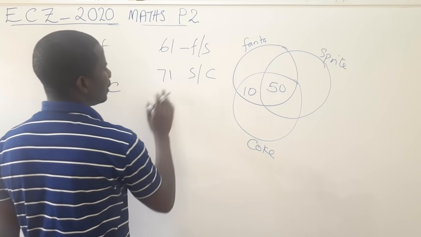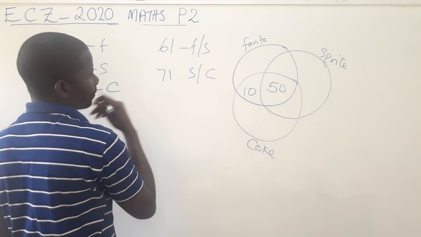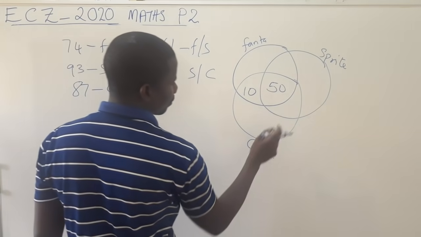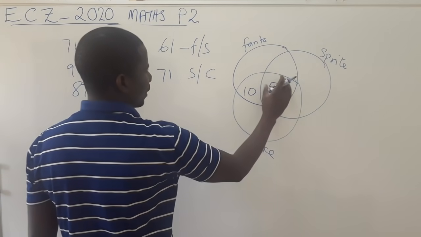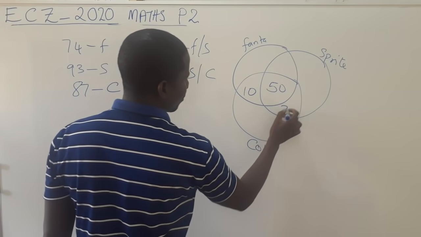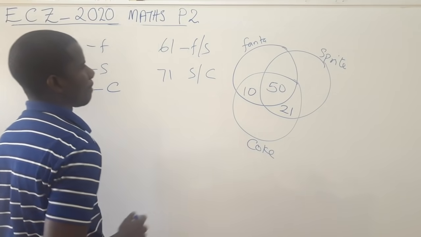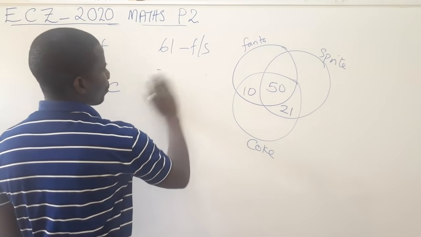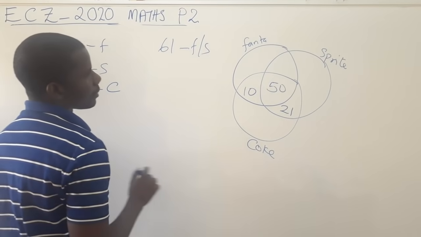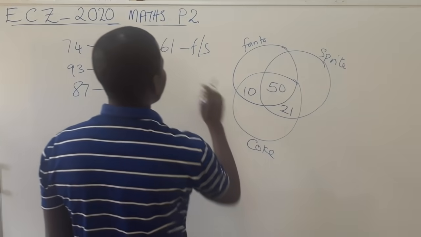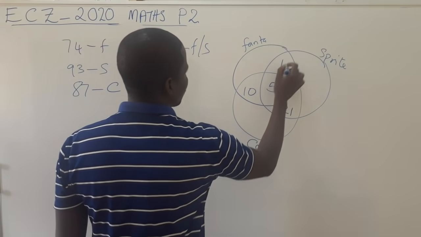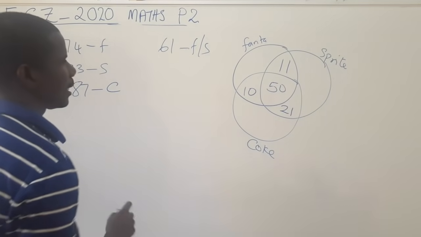We move on. 71 took Sprite and Coke. We already have 50, so what are we going to remain with? 21, we put it here. This one is also gone. Then 61 took Fanta and Sprite. We already have 50, so we're going to remain with 11. That is what you're putting there.